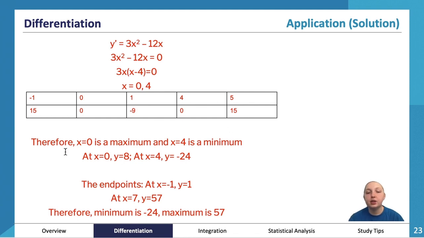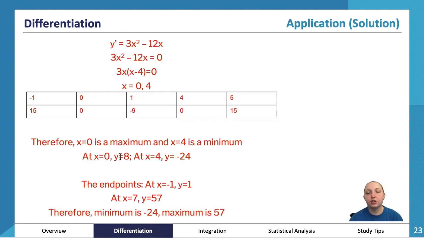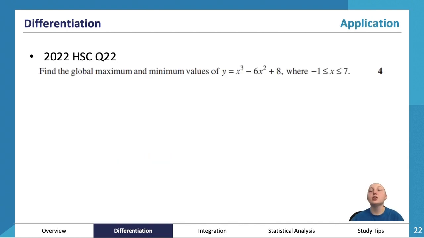number. So then in order to find the actual points, we find at x equals 0, substitute 0 back into your original equation in order to find the y coordinate that matches it. So you've got at x equals 0, y equals 8, at x equals 4, y equals negative 24. However, for 4 marks, you should recognize that that is not all you're going to need to do, okay?